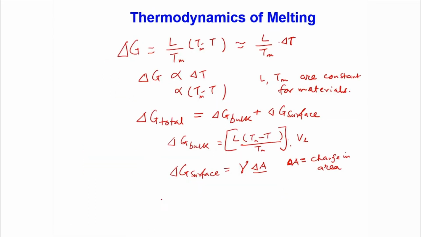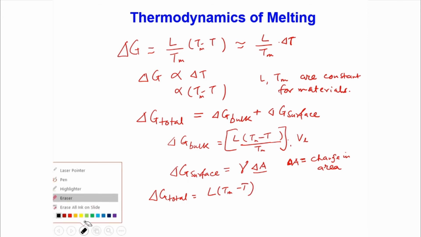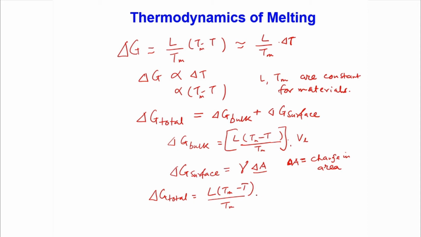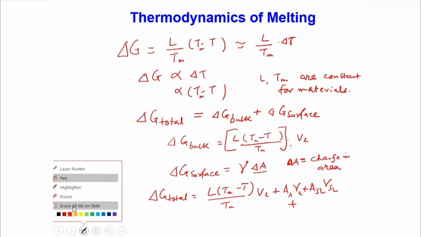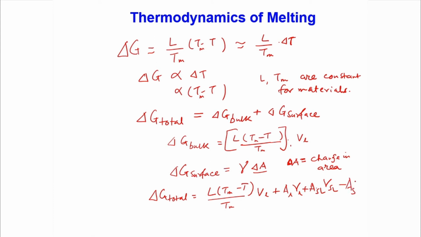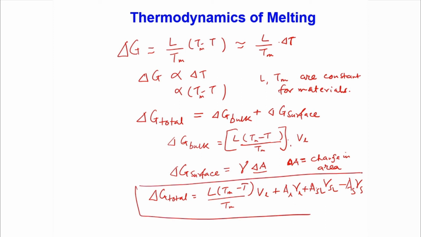So, therefore, G total is L into (Tm minus T), sorry, Tm minus T, not T naught, must not make a mistake here, divided by T naught at Tm, multiplied by V_L, plus A_L gamma_L, plus A_SL gamma_SL, minus, not plus, minus A_S gamma_S. That is what we did. This is the total free energy of the system.